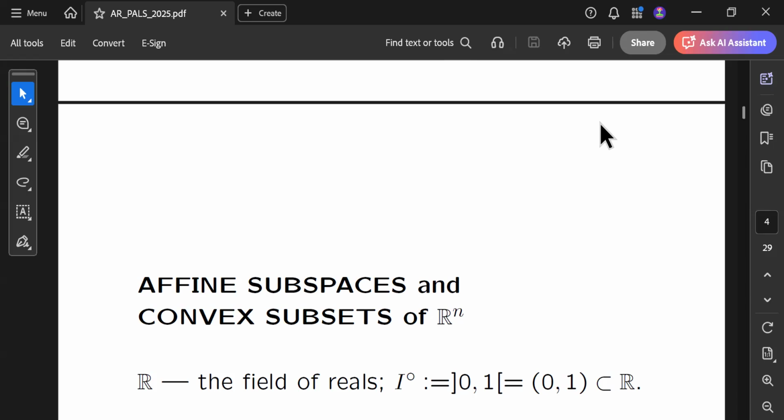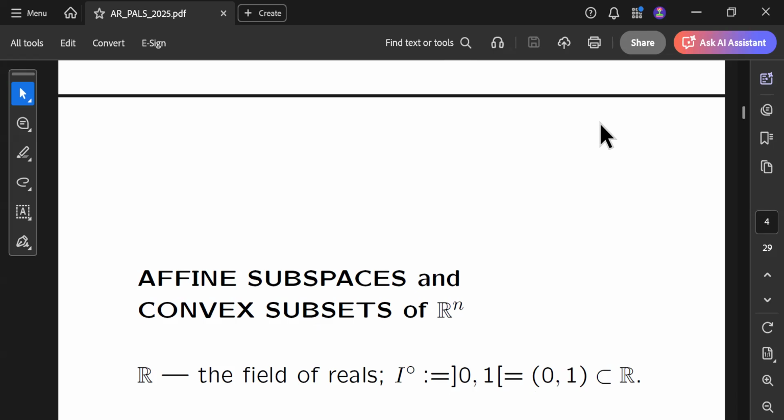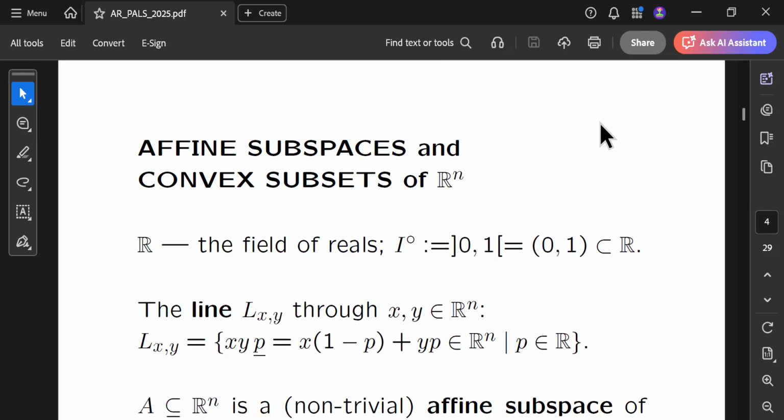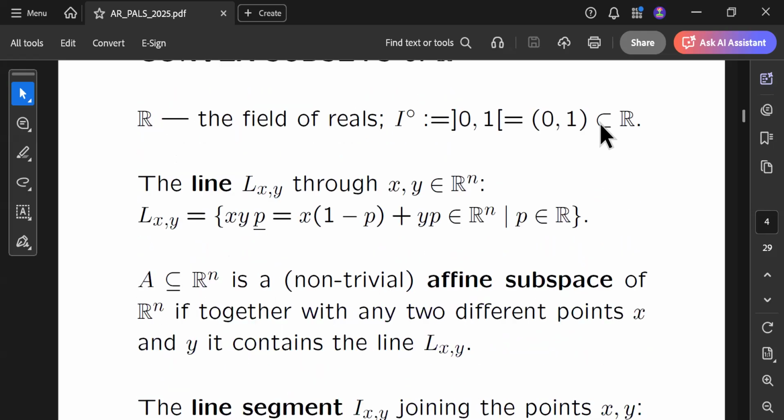But the affine spaces may be also defined in a different way. So let us note that for any points x, y in R to the n, the line through x and y consists of all binary affine combinations of points x and y, here denoted by xy underline p. And the subset A of R to the n is a non-trivial affine subspace of R to the n if, together with any two different points x and y, it contains the line through these points. In other words, when the set A is closed under all these binary affine combinations.